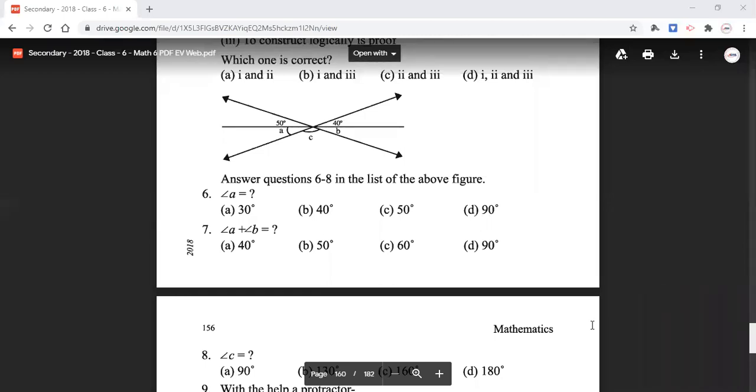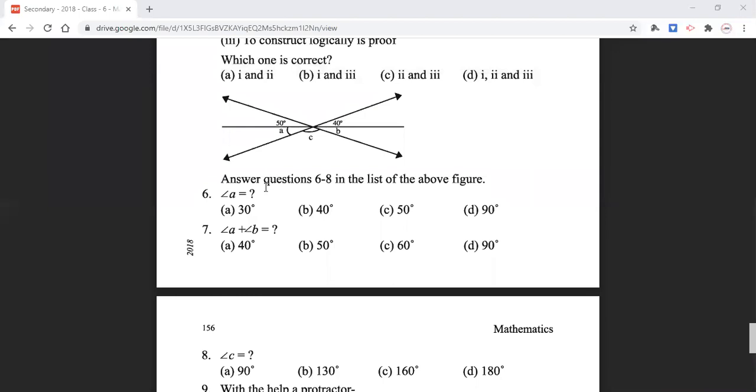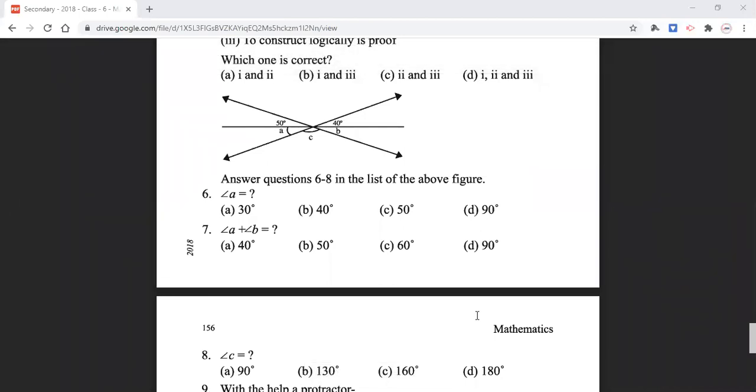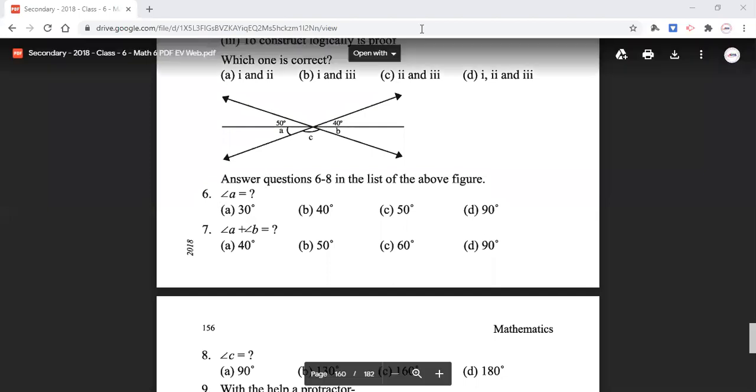So number 6, who can tell me the answer of number 6? Sir, 40 degrees. Angle A is 40 degrees. Very easy. Angle A and 40 degrees are vertical opposite to each other. That's why angle A will be 40 degrees. So that is its answer.